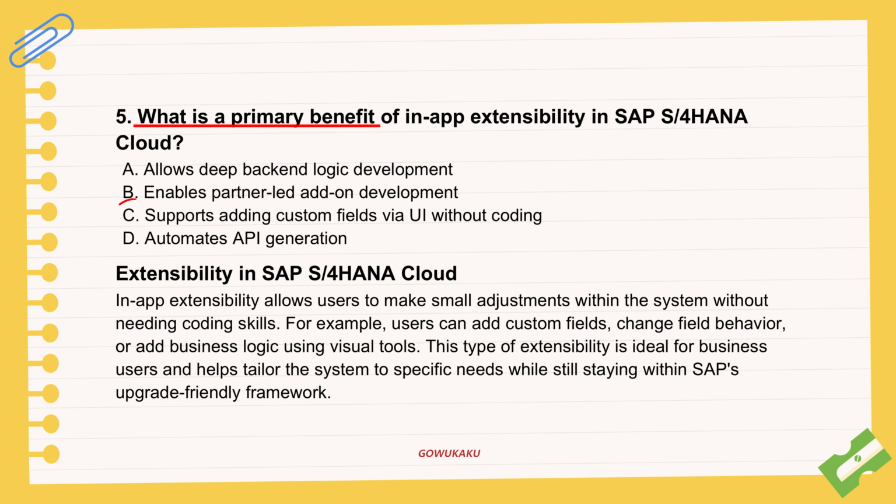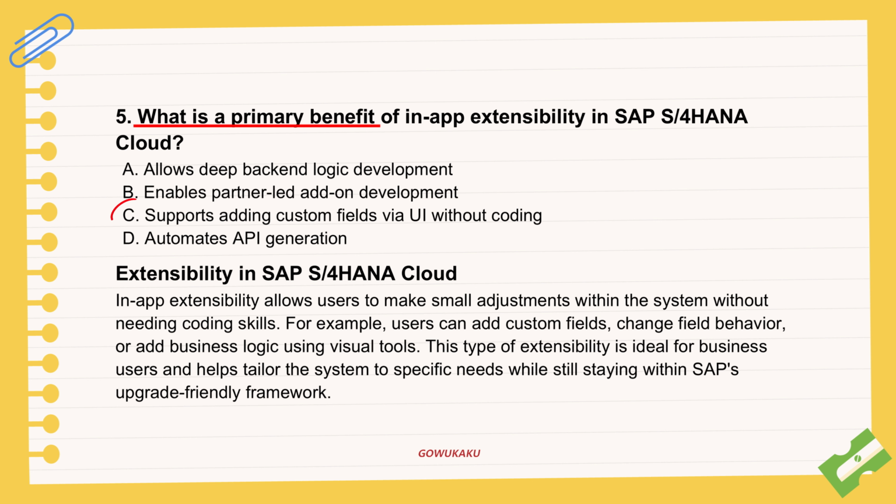Okay, in-app extensibility. That sounds like it's designed for maybe less technical users, like business analysts or key users? That's generally the idea, yes. It allows for certain types of adaptations directly within the application itself through configuration rather than code. Adding a custom field to track some specific piece of information is a classic example. So if a department needs an extra field on a screen, maybe for a specific project code or something, someone with the right permissions could potentially add that field using tools right there in the Fiori app without needing a developer to write ABAP code.